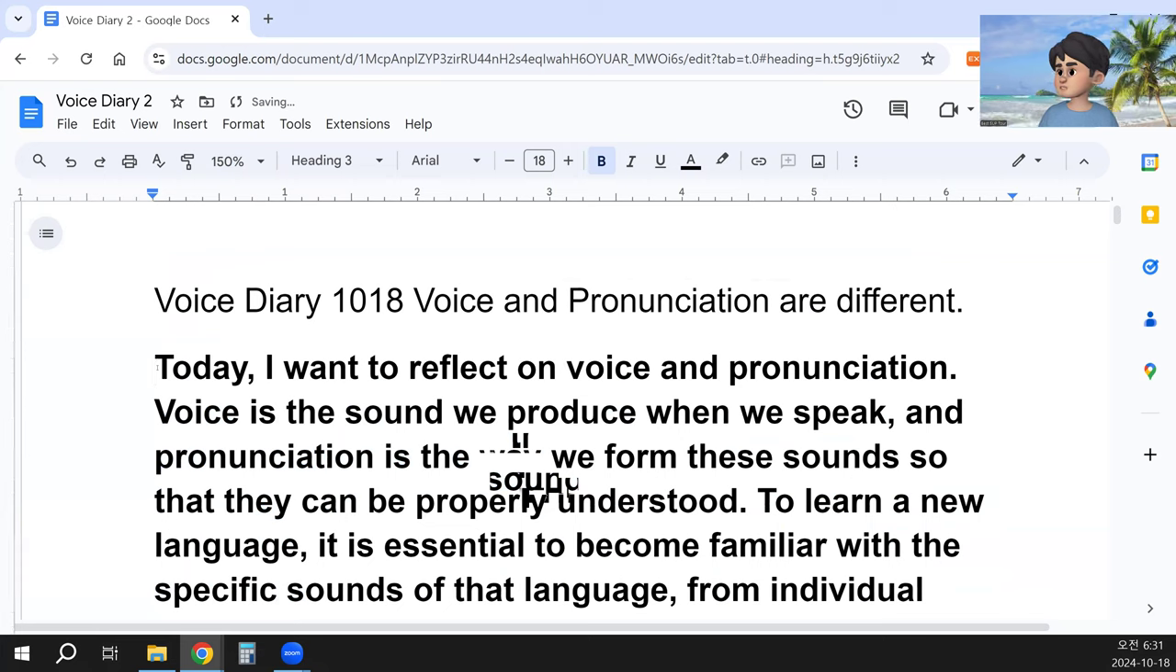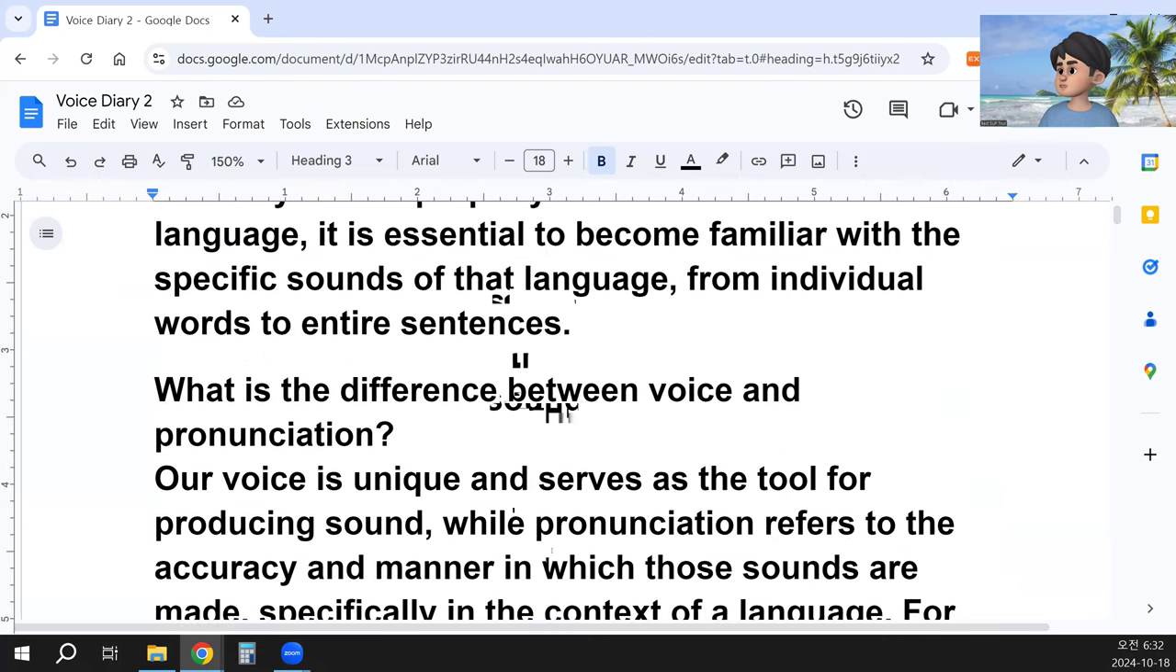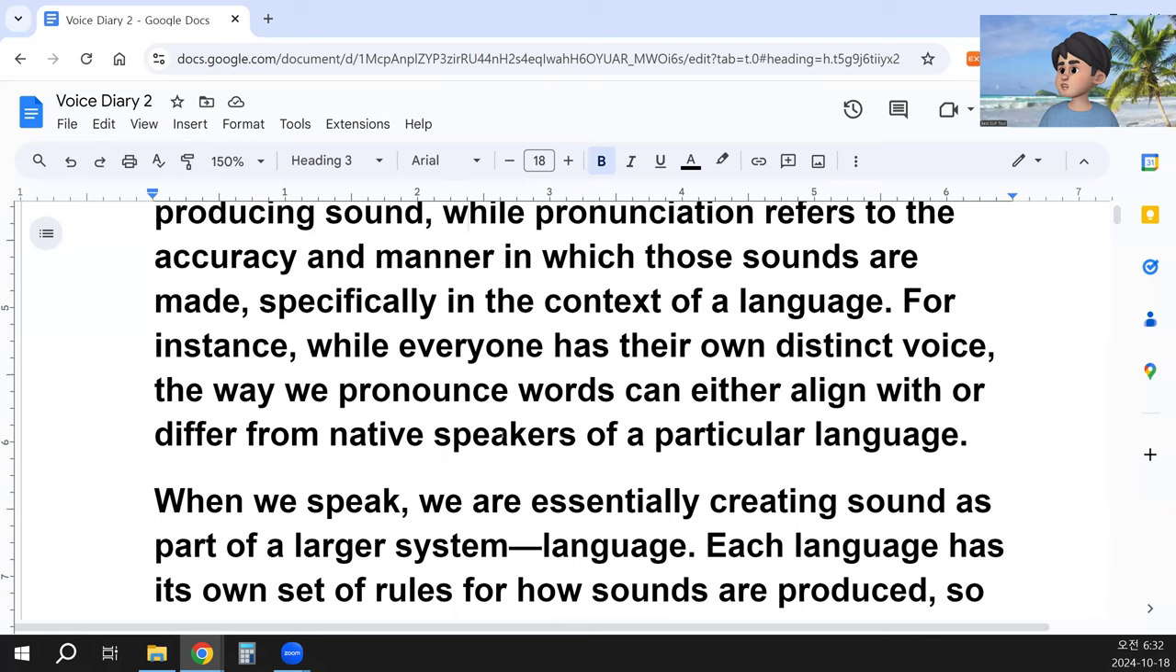Today, I want to reflect on voice and pronunciation. Voice is the sound we produce when we speak, and pronunciation is the way we form these sounds so that they can be properly understood. To learn a new language, it is essential to become familiar with the basic sounds of that language, from individual words to entire sentences. What is the difference between voice and pronunciation? Our voice is unique and serves as a tool for producing sound, while pronunciation refers to the accuracy and manner in which those sounds are made, specifically in the context of language. For instance, while everyone has their own distinct voice, the way we pronounce words can either align with or differ from native speakers of a particular language.